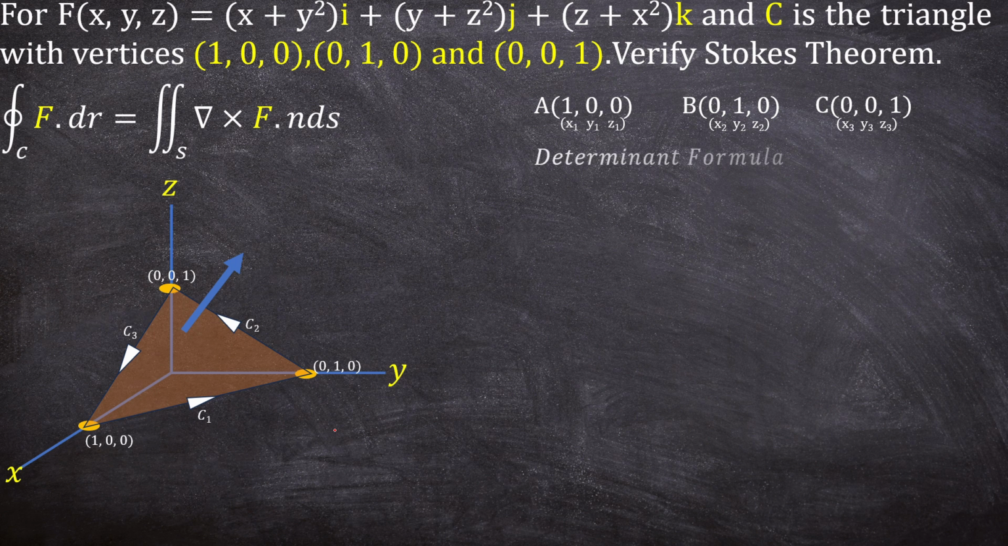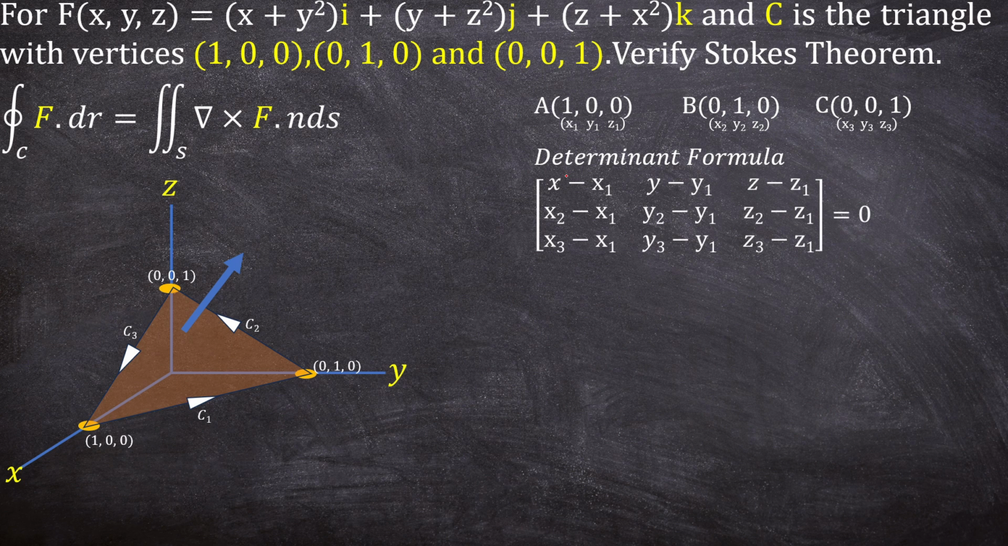Okay, so by using the determinant formula, this is what we're going to have, right? So the first row right here, we're going to have x minus x1, x2 minus x1, x3 minus x1. Same as here, y minus y1, y2 minus y1, y3 minus y1. Then z minus z1, z2 minus z1, and z3 minus z1, and this should be equal to 0, right? So that we can find the equation.